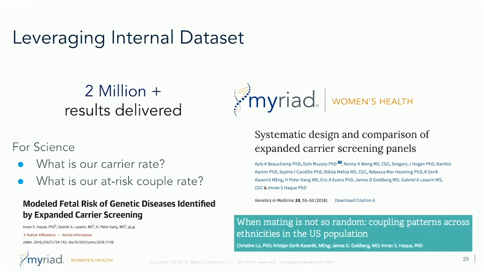But once we have that population, then we can, for example, ask questions like, what is our carrier rate, to understand more of the efficacy of expanded carrier screening, especially in a diverse ethnic population. So what is the carrier rate? What is the at-risk couple rate? Those are all very interesting questions to basically prove the efficacy of our tests. With this platform, we can also observe other patterns, such as coupling patterns across ethnicities, and we can observe many other types of analyses with the data that we have.